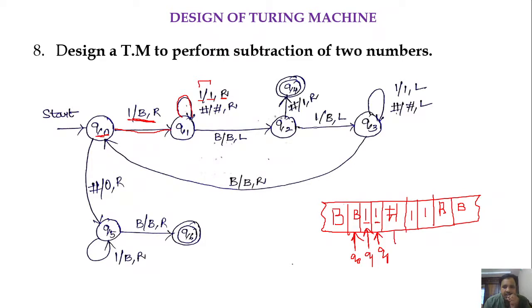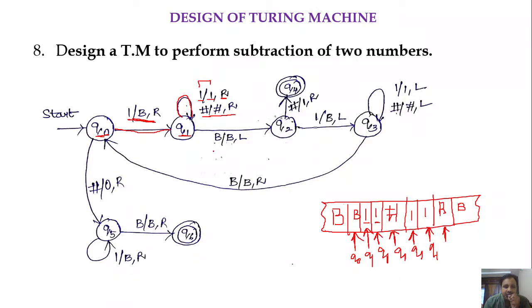Done. On moving the head towards right, we got the symbol hash and we are in state Q1. So in Q1 if we get hash, keep that hash as it is and move towards right. Next, in Q1 if we get 1, keep that 1 as it is, move towards right. And again if we get 1, keep that 1 as it is, move towards right. And then if we get a blank, what we have to do, we have to move the head towards left, right?